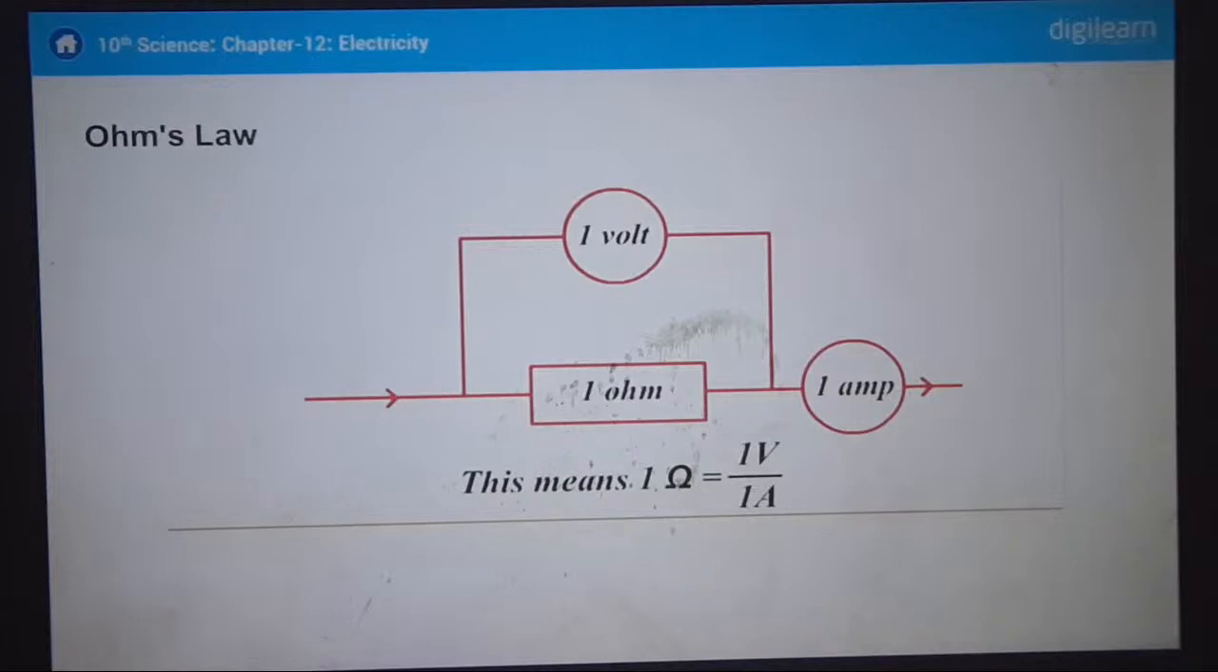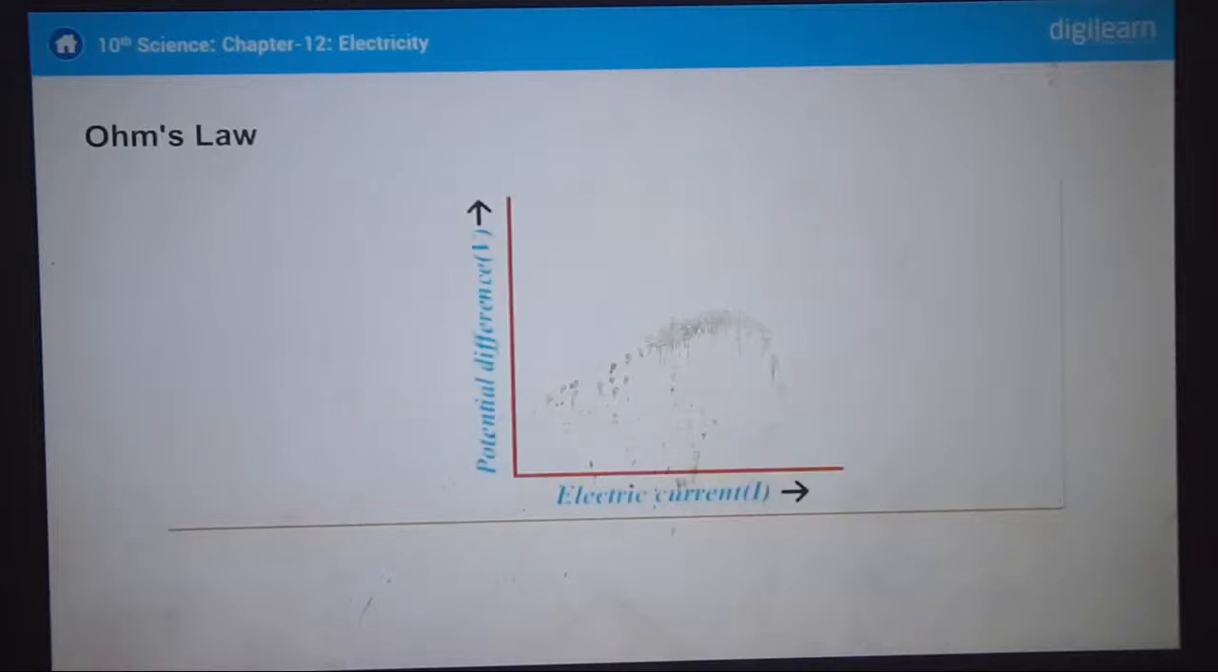From the expression of Ohm's law, it is obvious that electric current through a resistor is inversely proportional to resistance. This means electric current will decrease with increase in resistance and vice versa. The graph of V, potential difference, versus I, electric current, is always a straight line.